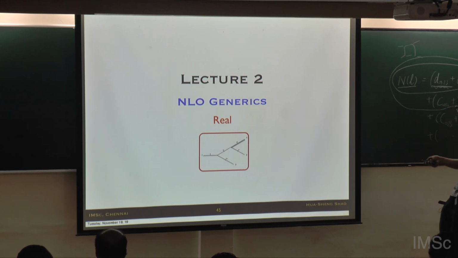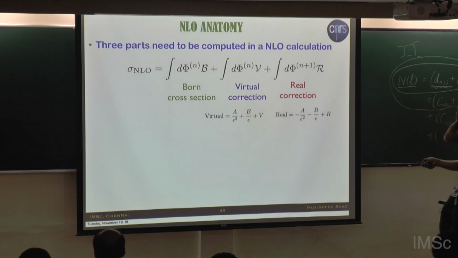For the examples, you already see that we see the 3 parts, right? As I said, the 3 parts are virtual, which has a pole and comes from a loop integral, and the real, which comes from one-body phase space integration. So you have minus a over epsilon square minus b over epsilon, so they cancel exactly. This is your issue.